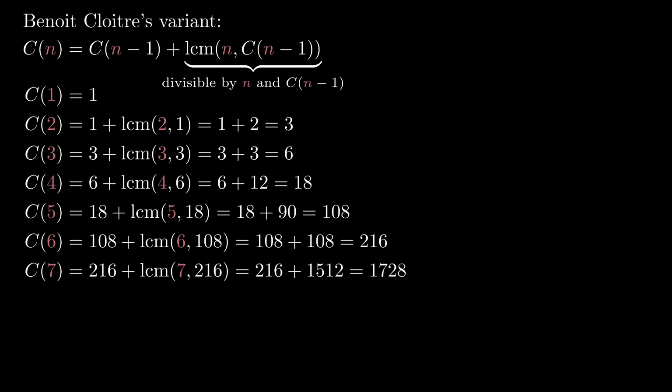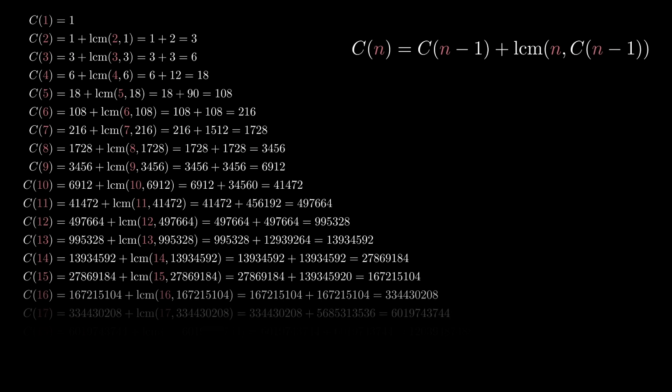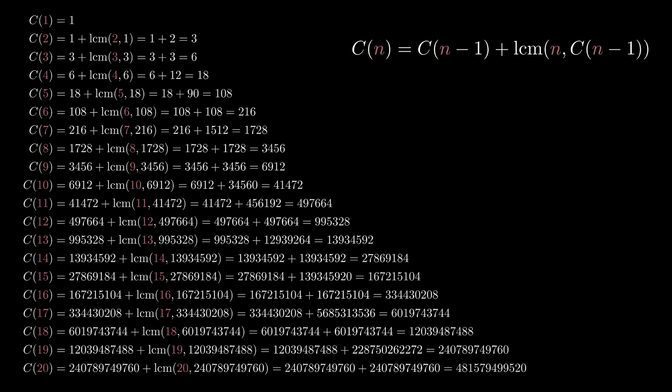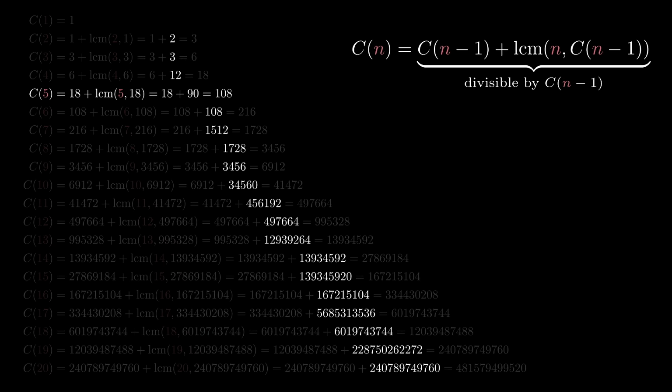Here's some more data. Obviously, the LCMs aren't primes, so this sequence doesn't generate primes in the same way. But because the LCM is divisible by the previous term, and then we're adding the previous term, this means that the nth term, C of n, is divisible by the previous term. For example, C of 5 is the previous term 18 plus the LCM of 5 and 18. So C of 5 is divisible by 18.